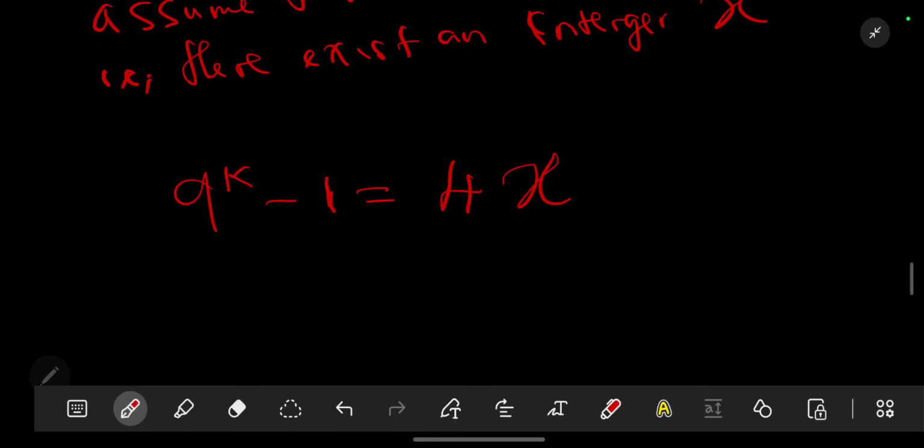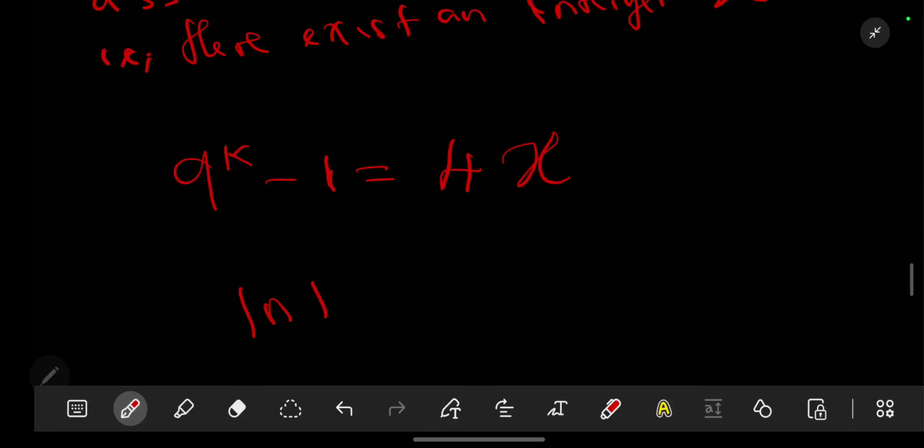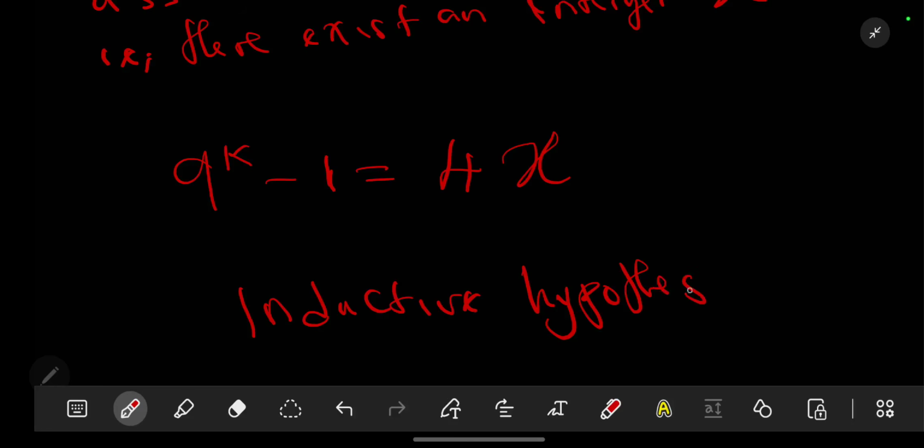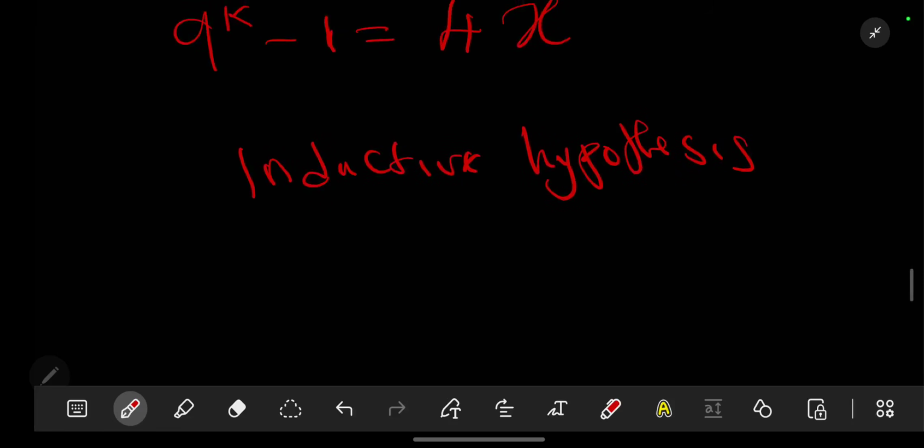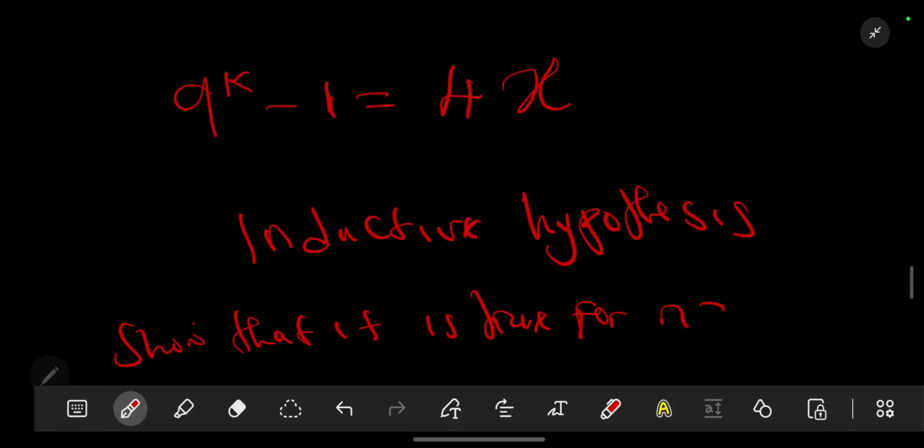After doing that, we are going to take the inductive hypothesis. Under the inductive hypothesis, we want to show that it is true for n is equal to k plus 1. So how do we do that?